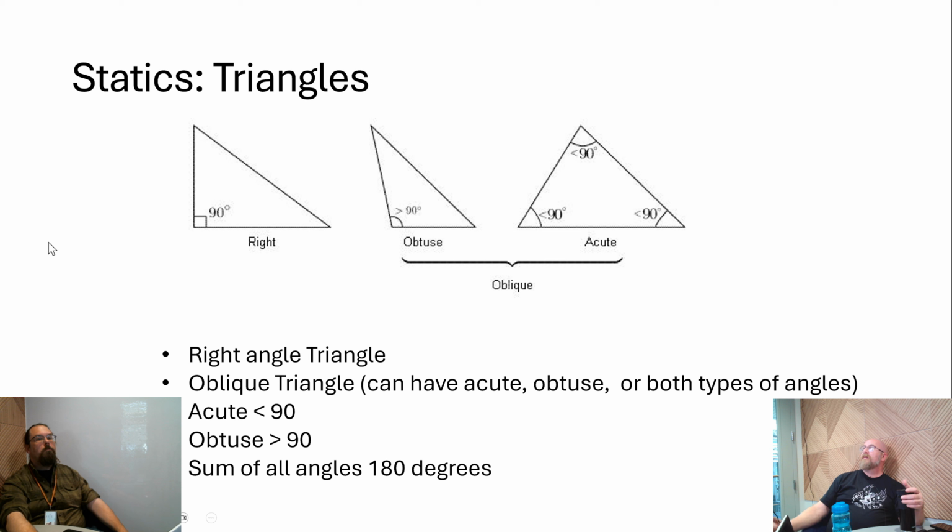We've got right triangles. We've got obtuse and acute triangles. We can divide those up into being right triangles. All of the sum of the angles equals 180 degrees. Thank you. Yep. And then obtuse is greater than 90. Acute is less than 90.